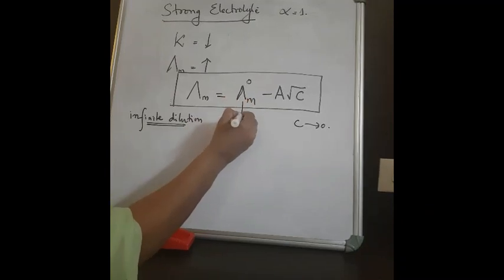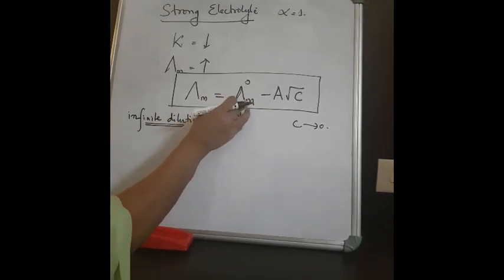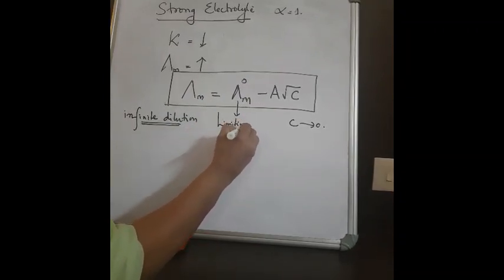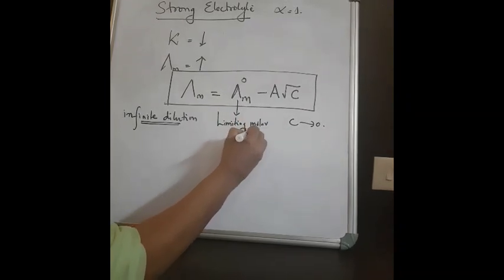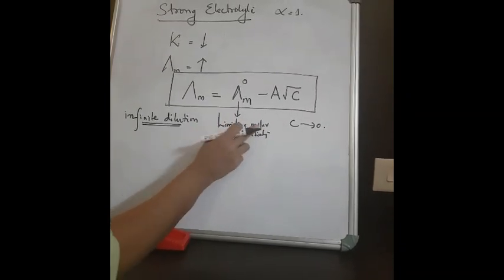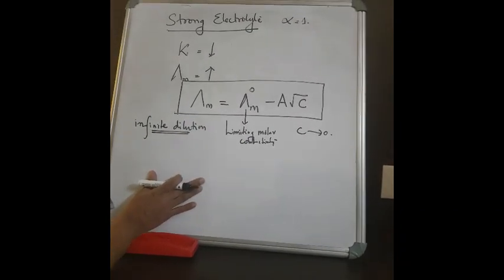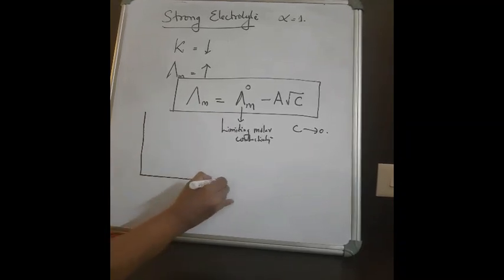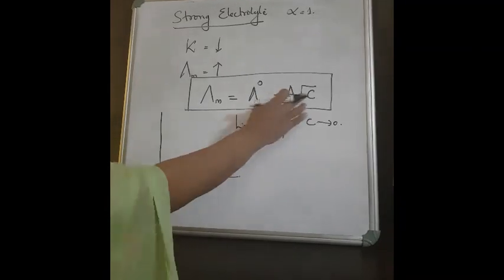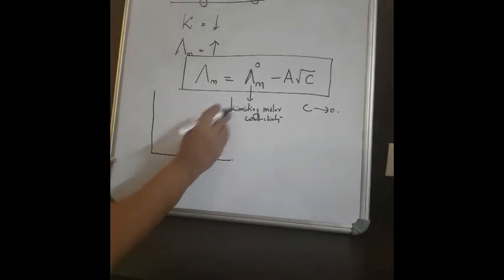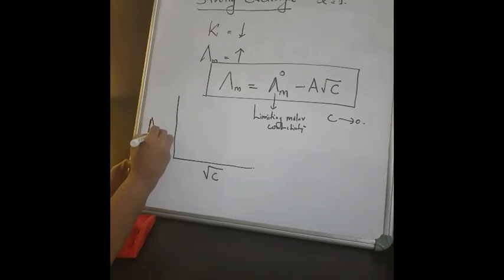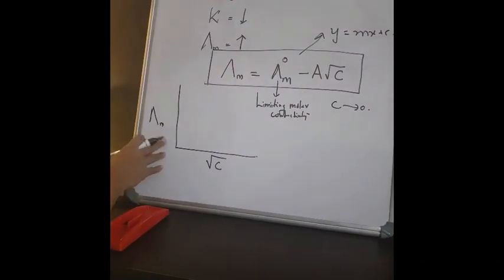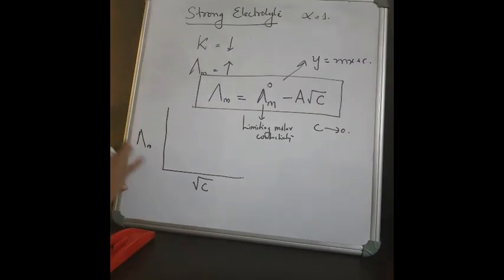So this term I can say is either the molar conductivity at zero concentration, or it is called the limiting molar conductivity. How is this obtained? If you draw a graph for a strong electrolyte, plotting root c on the x-axis and lambda m on the y-axis, this relates to y is equal to mx plus c.